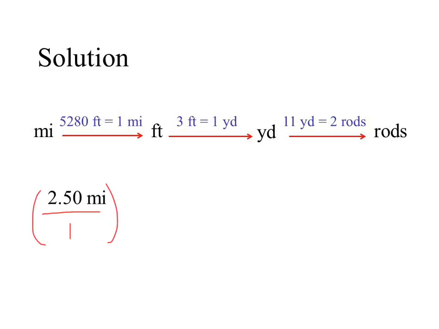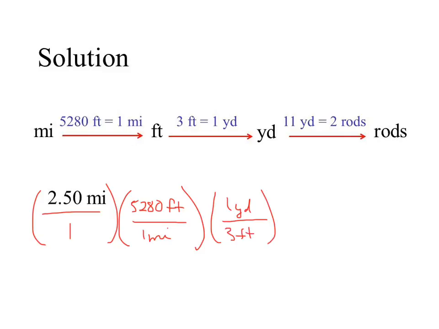Okay, so 250 miles over 1. We want miles to cancel. We want to be left with feet. So what does that ratio look like? 5,280 feet over 1 mile. Perfect. Then I want feet to cancel and be left with yards. So what does that look like? 1 yard over 3 feet. Yep. 1 yard over 3 feet.